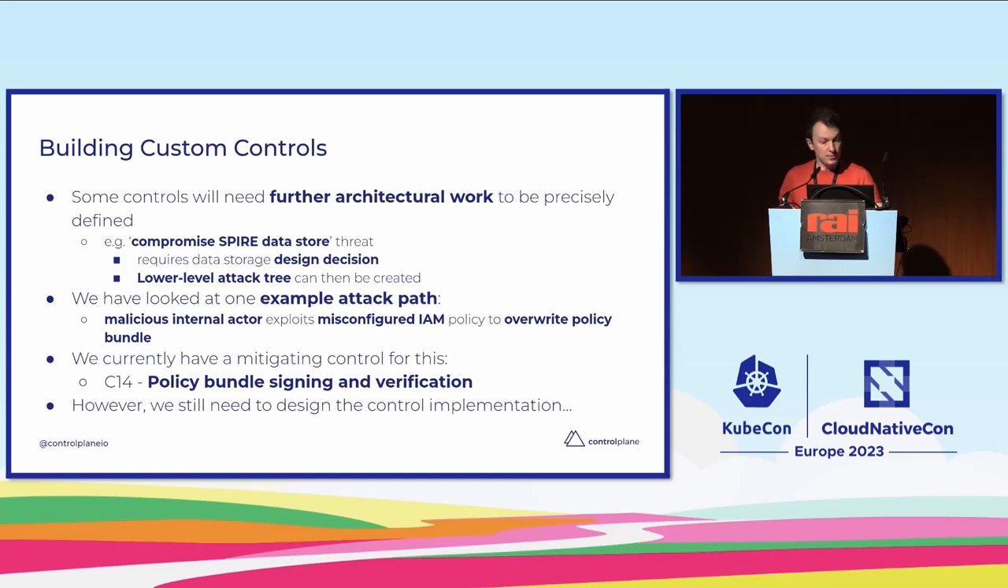So going back to our example attack path, malicious internal actor exploiting misconfigured IAM to overwrite the policy bundle. We have a control, but we have not yet talked about the implementation. How are we going to do this? Are we going to use default tools available to us? Or is our risk profile a little bit more cautious, and we want to be additionally secure and design a custom control? And this is where I hand it back to Rick.